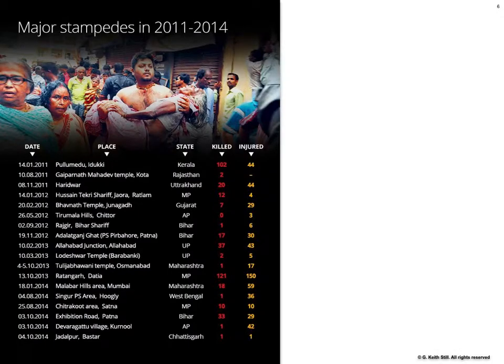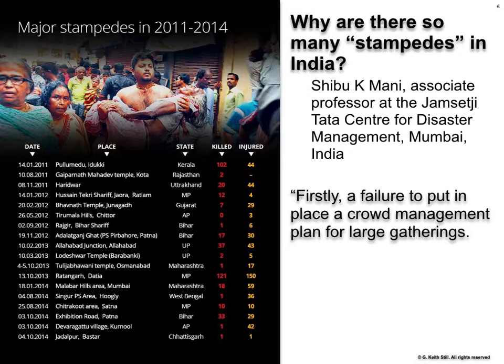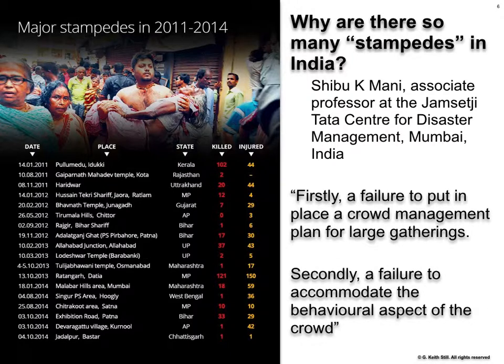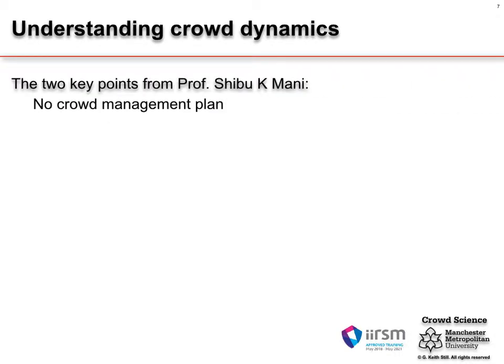Now, again, this definition of stampedes, the word is very emotive and incorrectly used. And again, my colleagues will probably argue this particular point a lot more vehemently. But Shubhi Khemani, and I've done a lot of work recently out in India working with the police there in terms of planning for major events, he's identified a failure to put in a crowd management plan and a failure to accommodate the behavioural aspects of the crowd. So these are these two primary failure points. And to understand crowd dynamics in this context, no crowd management plan, poor understanding of crowd behaviour.